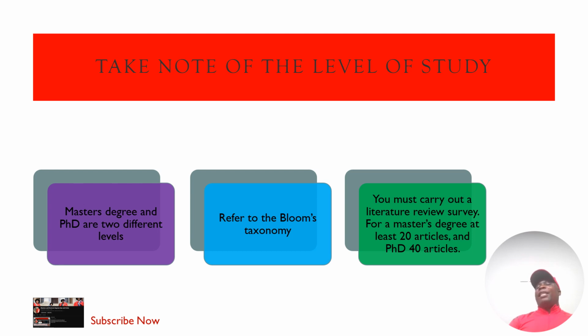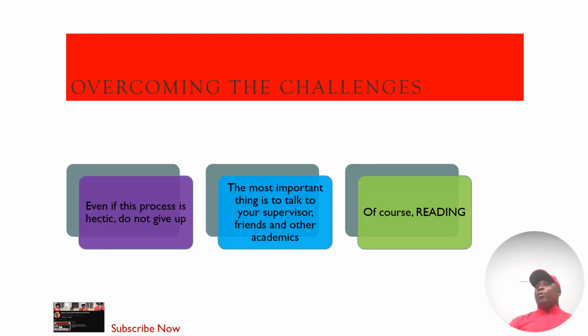And for a PhD, at least 40 articles, 40 publications, for you to understand what the debates around your topic actually are. That's what is very important. Before you come out with a topic, you need to understand the debates around your topic. You need to understand the theories around your topic. This is one of the most important things that you need to do if you are to overcome your challenge.